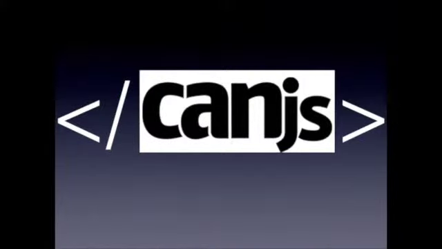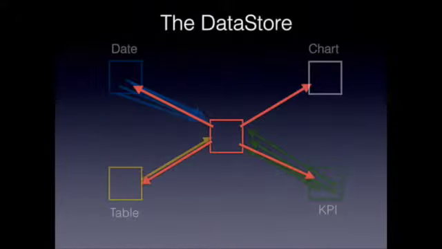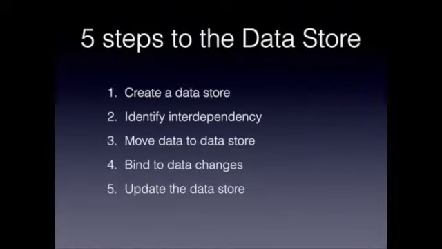Simple. All right, enough about CanJS and observables. Back to the data store. So there are 5 steps to implementing a data store in your application. The first is to create the data store. Second is to identify any interdependencies. Third is to move data to the data store. Fourth is to bind to those data changes. And fifth, update the data store.